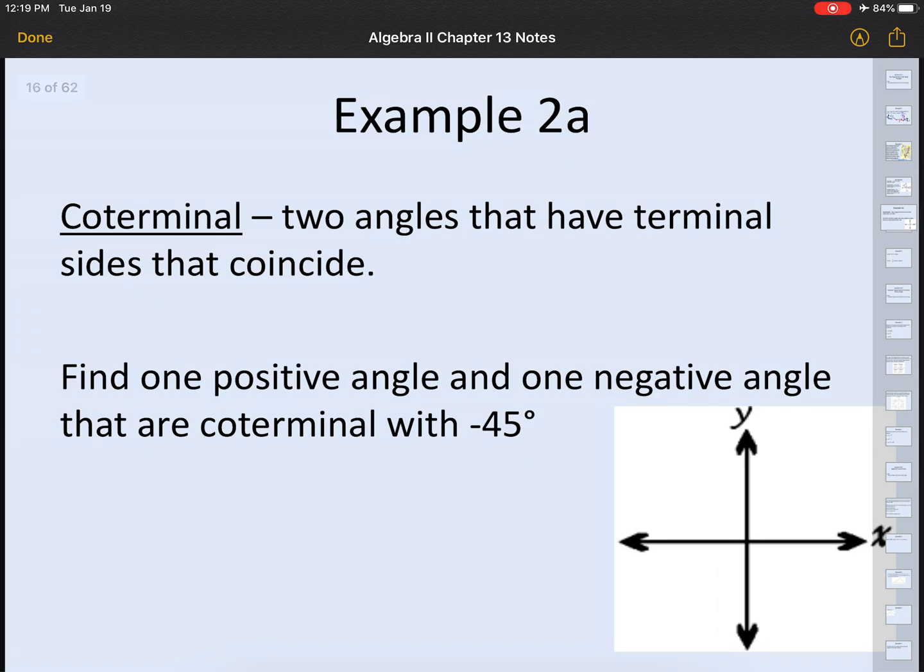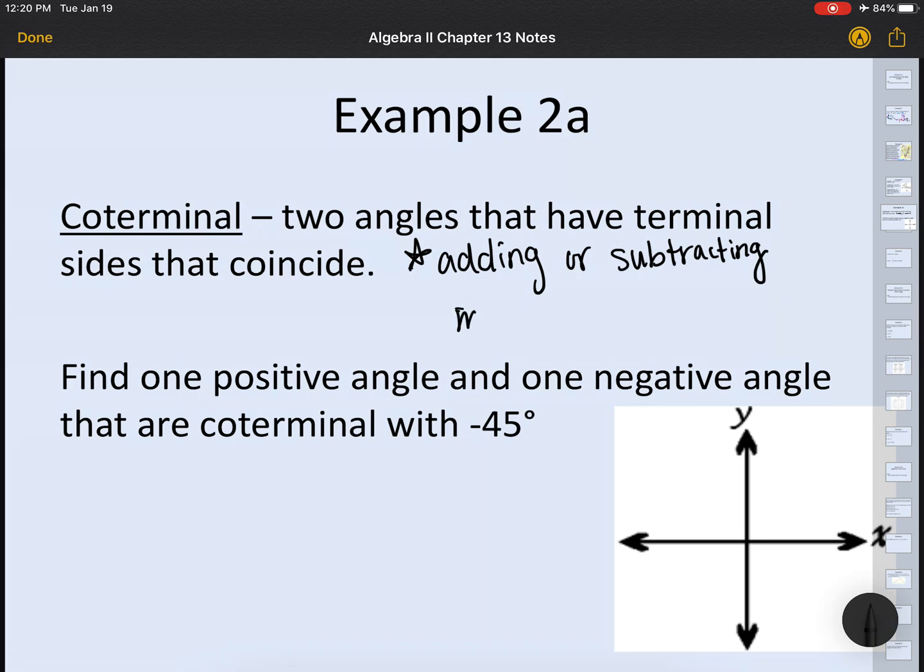All right, coterminal, so a little bit more vocab. Coterminal is just two angles that have the same terminal sides where they just coincide with one another. So basically they are two different angles, but they really measure the same thing. And how we're going to find these is we're going to be adding or subtracting multiples of 360 degrees. So that's how we're going to find coterminal angles.